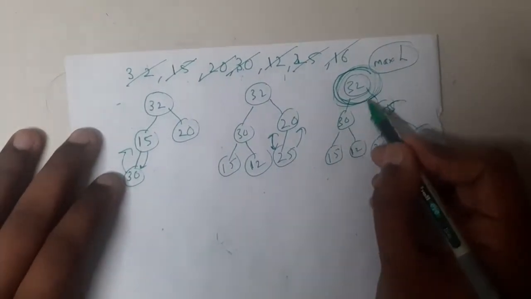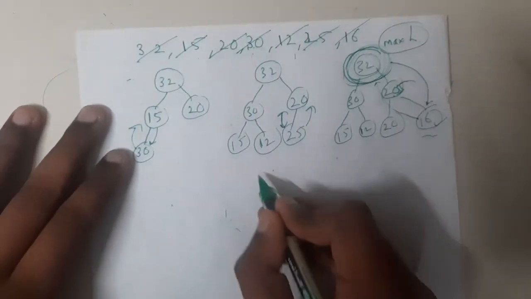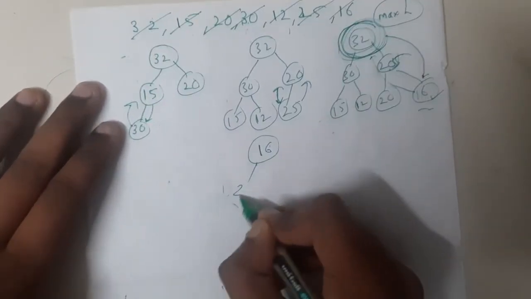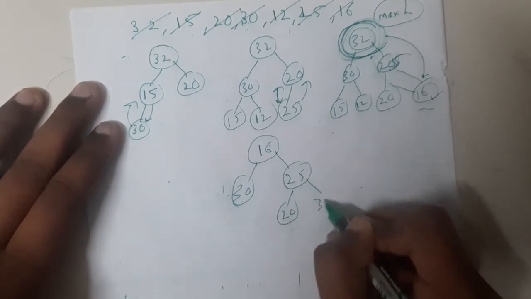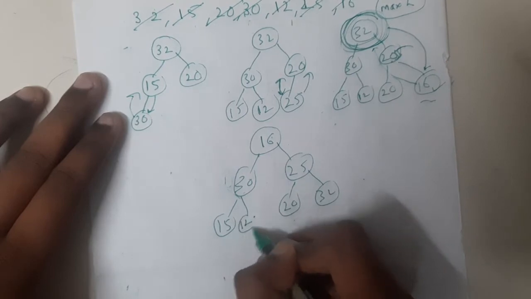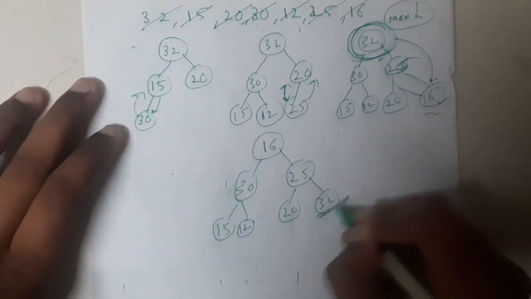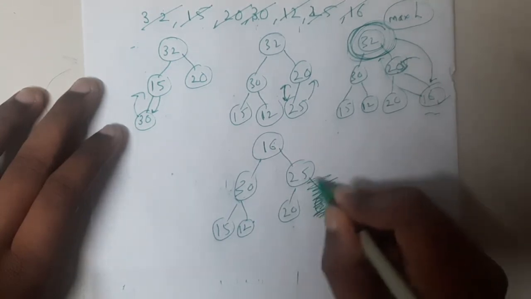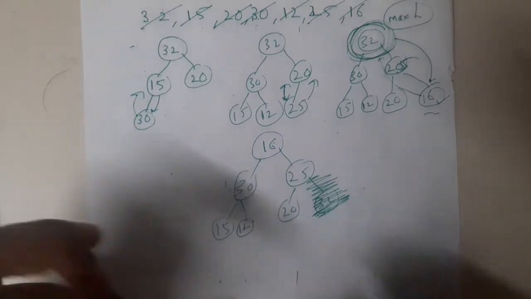The first step is to swap this 32 with the last element. So 16 will come on the top, then 30, 25, 20, and here is our 32, then 15 and 12. Now 32 is at the bottom, and leaf nodes can be deleted easily. So you will happily delete this. Once that deletion is done, you will start comparing.